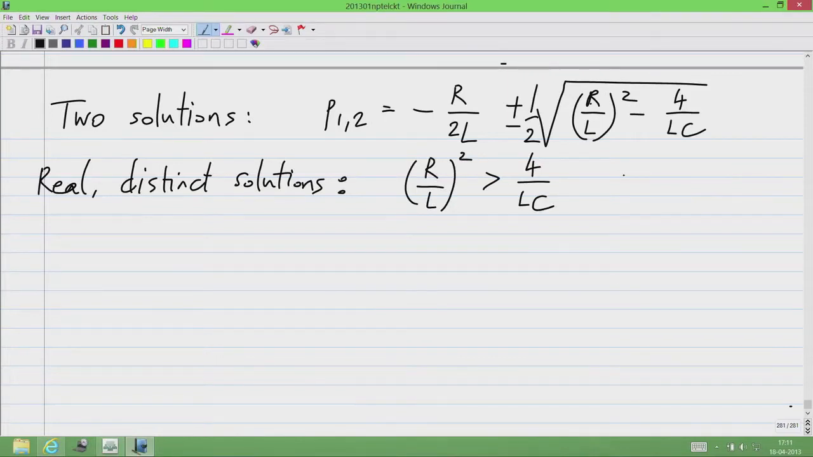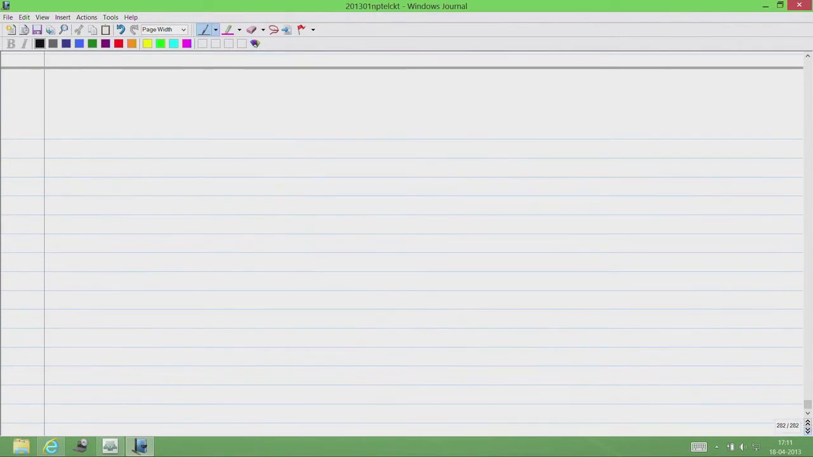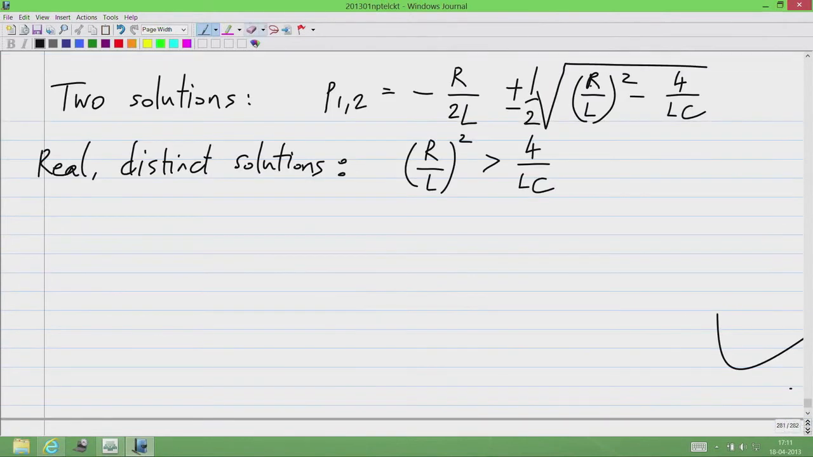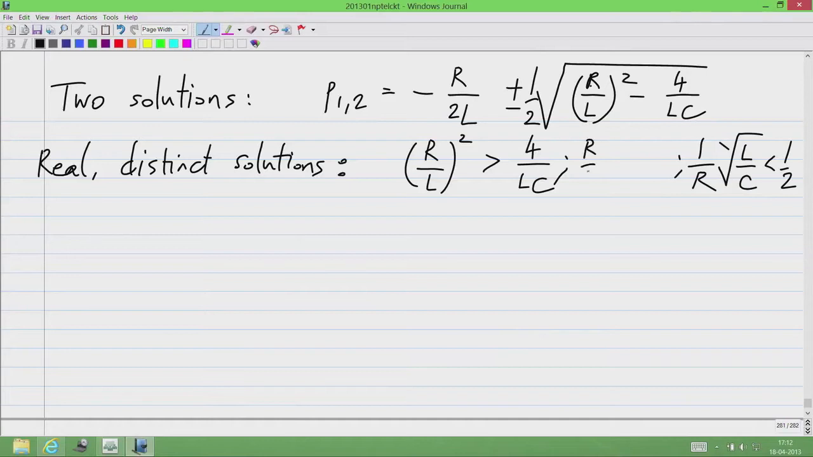This also can be written, or rewritten in a couple of ways. I could say 1 by R square root of L by C is less than half, or I could also write it as R by 2 square root of C by L greater than 1. These are some quantities that we will define later.